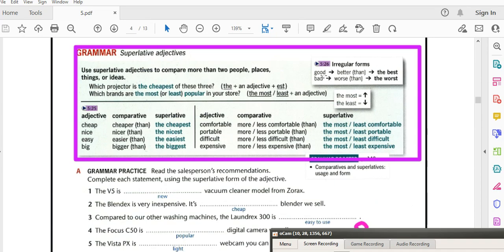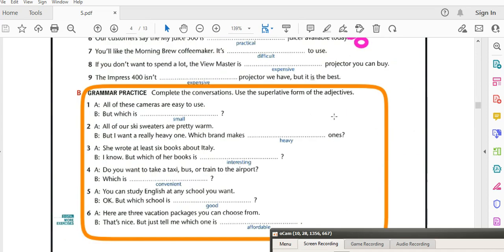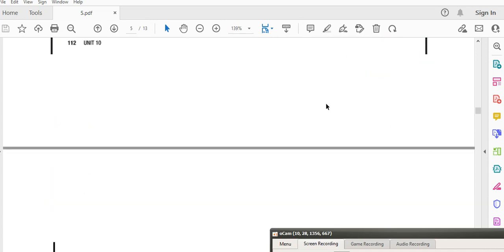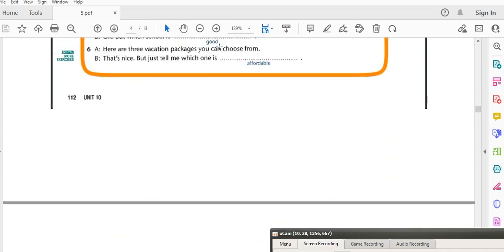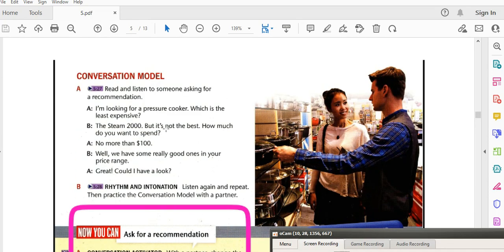The best, good, better, the best. Which one is the best? Okay, you do the last part. The last sentence, take a photo and send it. Let's go to the conversation model.